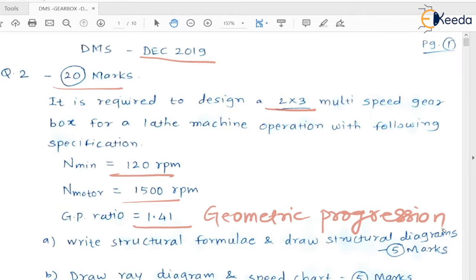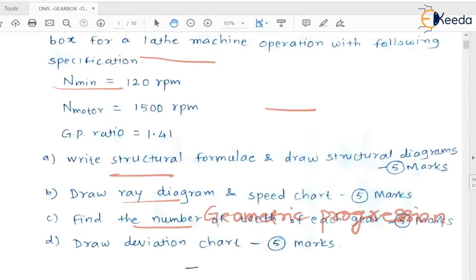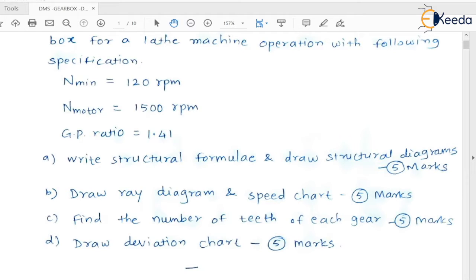Next, it has 4 sub questions. Number 1, A part: write a structural formula and draw structural diagrams, which is asked for 5 marks. Second, B: draw ray diagram and speed chart, that is also asked for 5 marks. Third, find the number of teeth of each gear, and the last one, draw deviation chart. So we are going to see one by one how we can proceed with this.